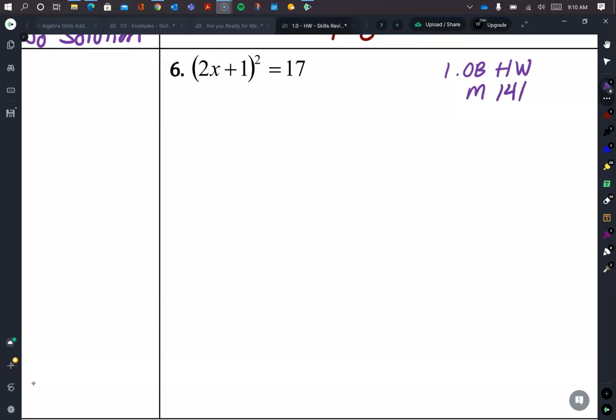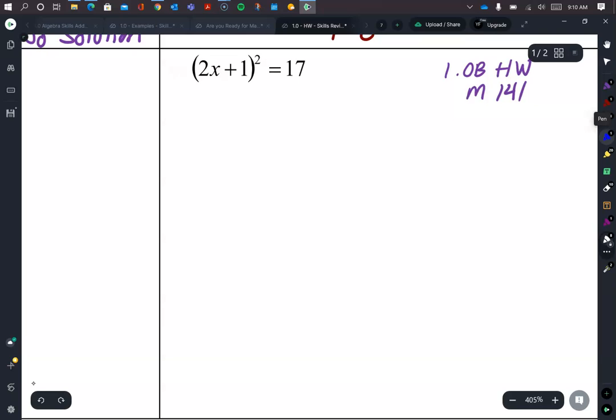So we have a quadratic here, and it's (2x + 1) squared equals 17. What we need to do is take the square root of both sides. I'm going to get this number 6 out of the way because it's just numbering and not part of the problem. If we did have a coefficient there, we would have to divide through by that coefficient first to isolate our squared binomial.